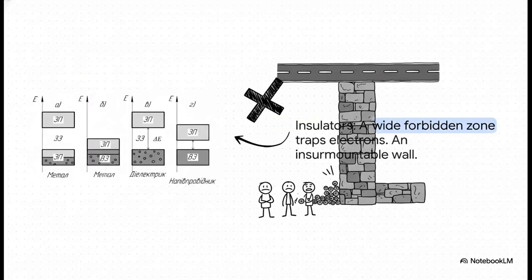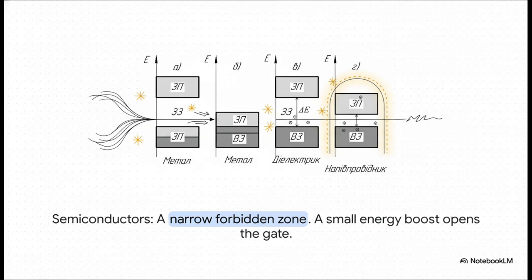All right, next up, an insulator, also called a dielectric, like the plastic on that wire. In this case, the forbidden zone is massive. It's a gigantic energy wall. An electron hanging out in its home band just doesn't have nearly enough energy to make that huge leap up to the conduction highway. They're just stuck. No current can flow.